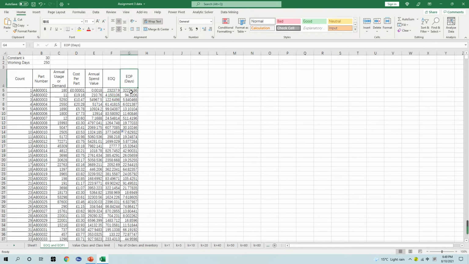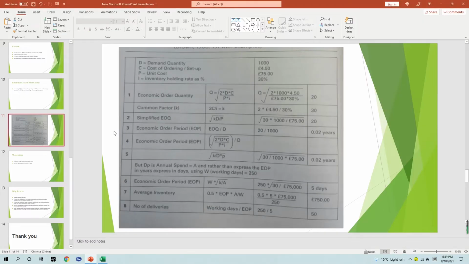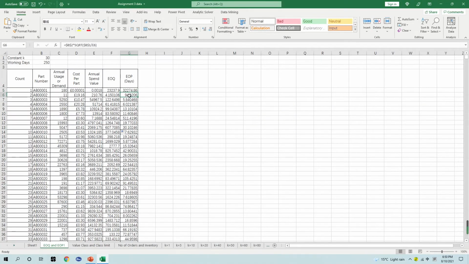The next step is converting this EOQ into EOP in days. Again, in the PowerPoint slide, it shows that we are using this formula: total working days times square root of common factor K divided by annual spending. So we're gonna be using this formula in our Excel sheet. The formula is shown in this Excel as well.